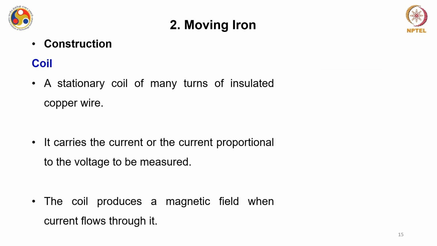You have a stationary coil of many turns, again made up of insulated copper wire. This copper wire carries the current, or the current proportional to the voltage which has to be measured if you are using it as a voltmeter. The coil produces a magnetic field when current flows through it.